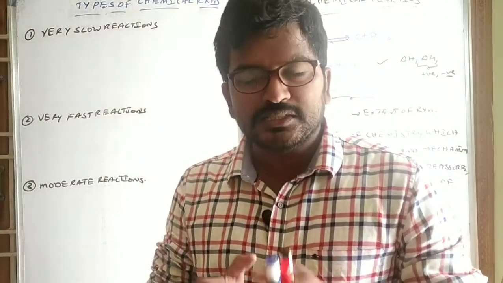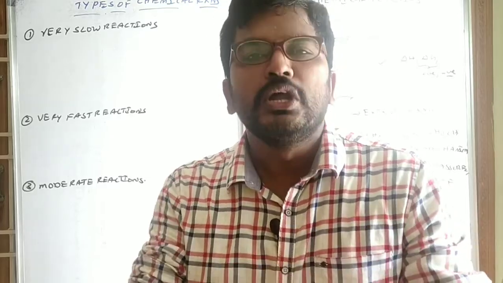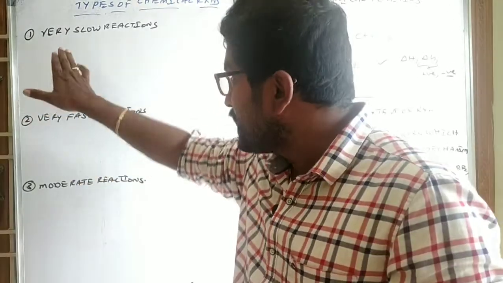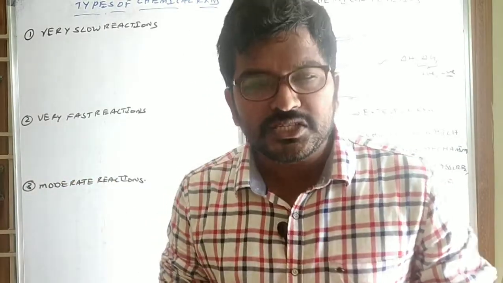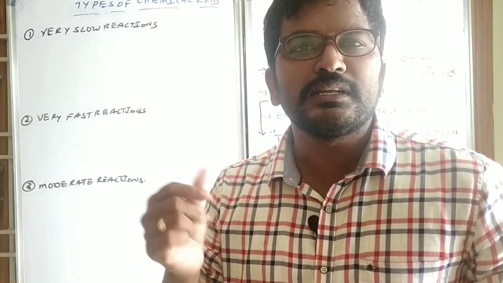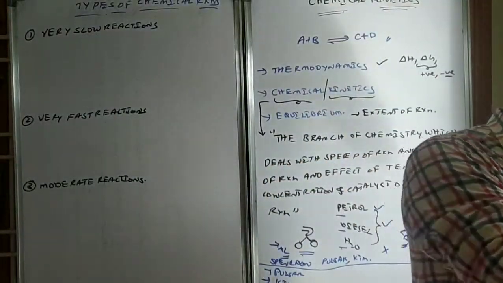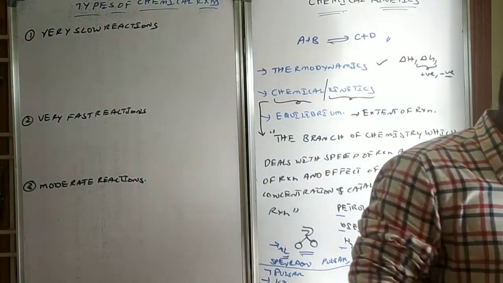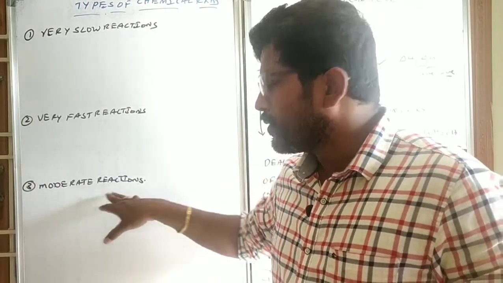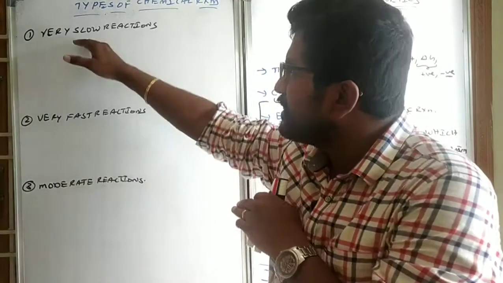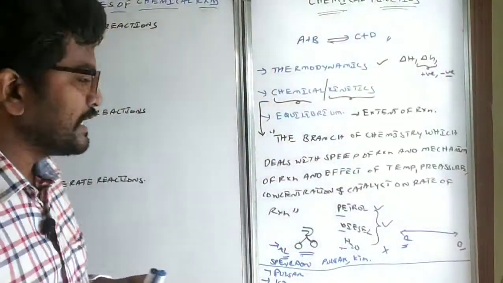Very slow reactions means reactions which take months and years of time to form the products. Very fast reactions means reactions which form products within a fraction of a second, like 10 power minus 14 to 10 power minus 16 seconds. They are known as very fast reactions. Finally, moderate reactions are those in between these two categories.